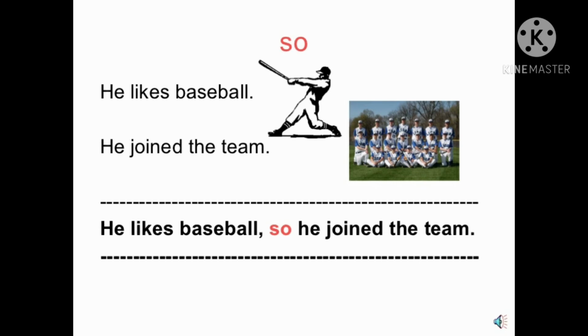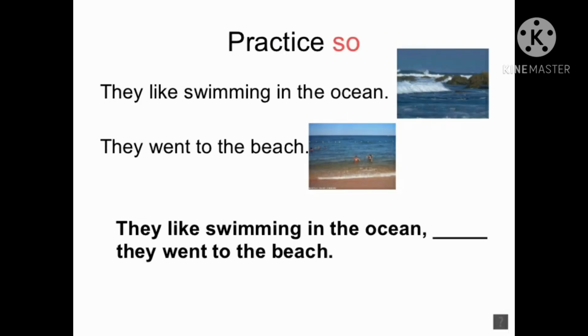He likes baseball, he joined the team. Now how will we write it? He likes baseball, so he joined the team. So it shows the result of the first one. He likes baseball, that's why he joined the team. Next example, they like swimming in the ocean, they went to the beach. They like swimming in the ocean, so they went to the beach.